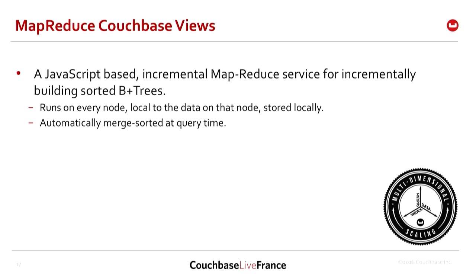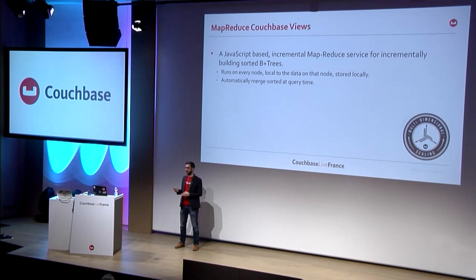The views, JavaScript-based, generate a B+ tree and do the work in advance, so they do the work when the document's written. So when I query, the computation's already done. N1QL, ad hoc querying, the computation may or probably will be done at the time that I query.